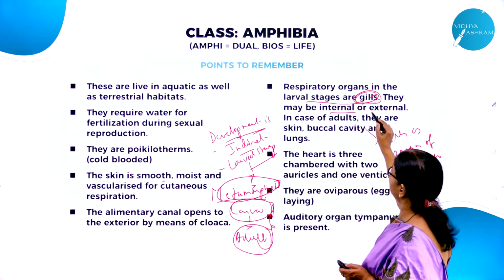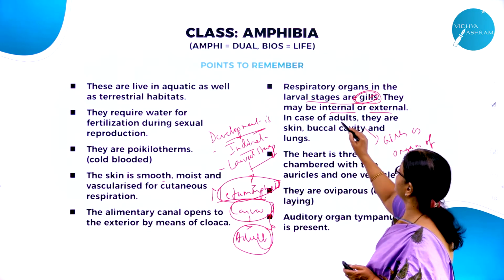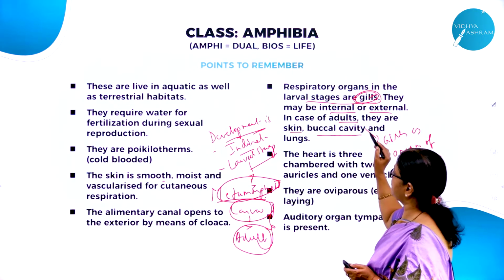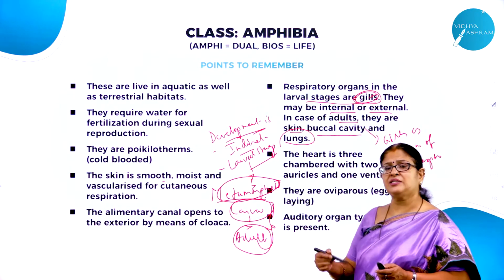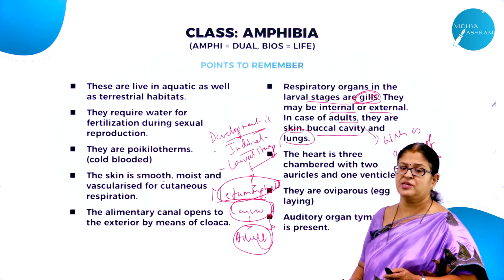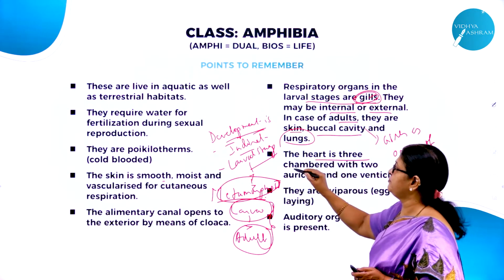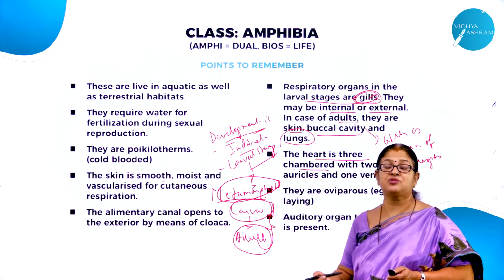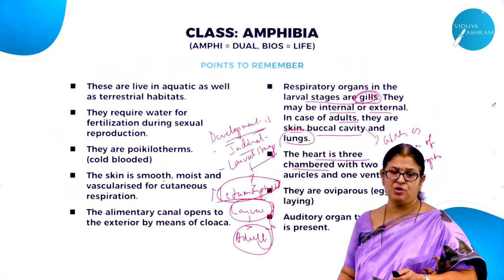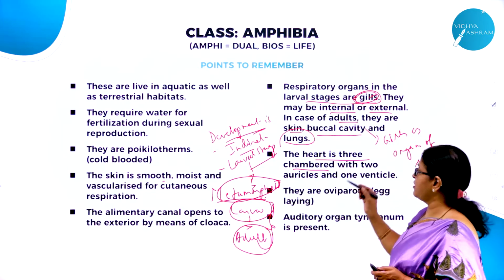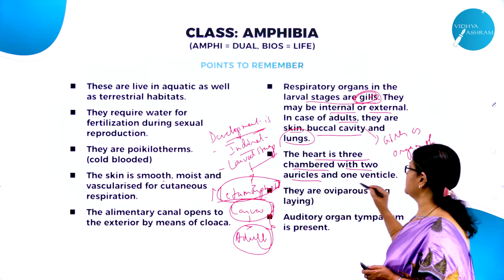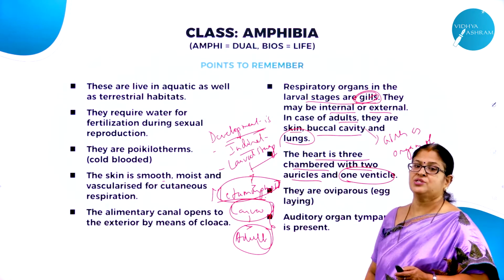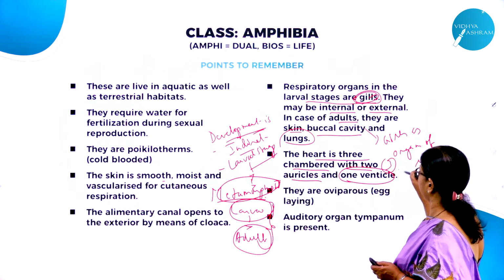So they may be internal or external. As I said, in the case of adults, the skin, buccal cavity, and the lungs are the organs of respiration. And another very important characteristic feature is the heart. The heart is 3-chambered. Like the human heart is 4-chambered with 2 auricles and 2 ventricles. But in the case of amphibians, the heart is 3-chambered with 2 auricles and 1 ventricle. So the heart is 3-chambered.